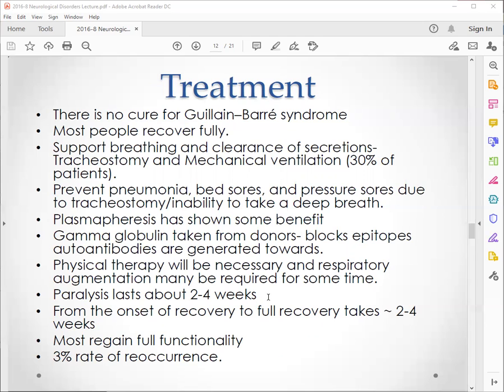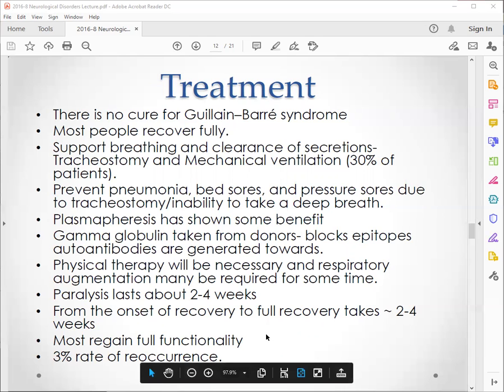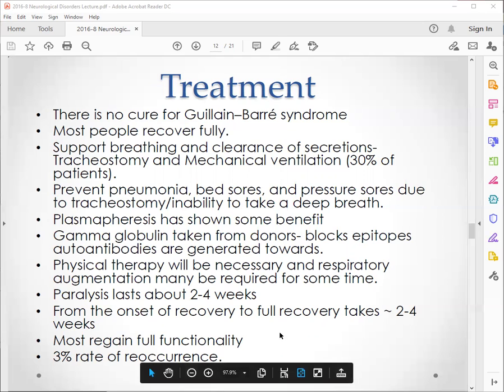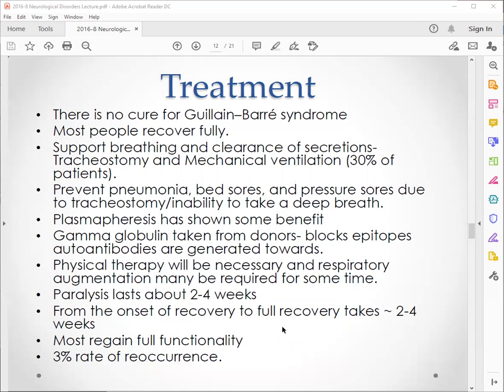Paralysis lasts about 2 to 4 weeks. From the onset to full recovery usually takes about 2 to 4 weeks. And then most people regain full functionality. There's about a 3% rate of recurrence. So once somebody has had a period of time with Guillain-Barré syndrome, the likelihood of developing those symptoms again is very, very minimal.